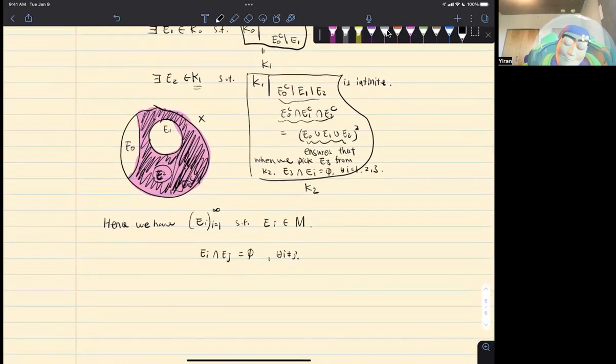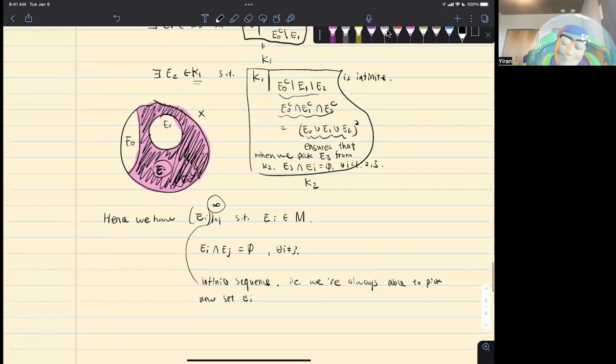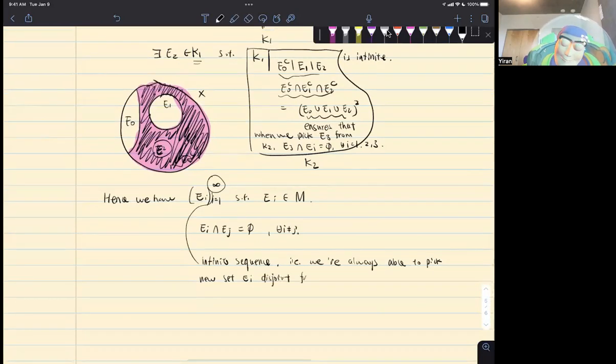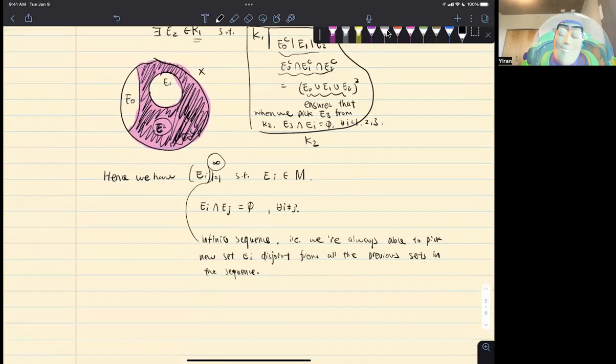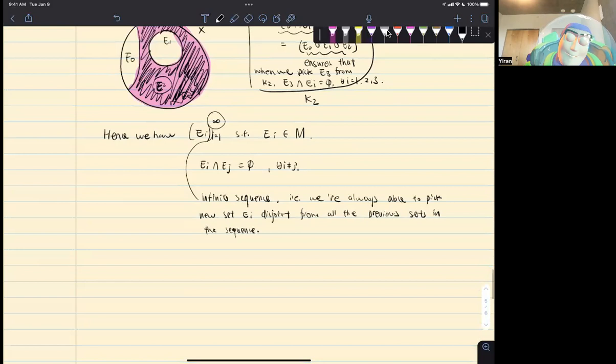And we also notice that for an infinite sequence, we are always able to pick a new set EI disjoint from all the previous sets in the sequence. Otherwise, we'll reach a contradiction, which is that the sigma algebra is a finite sigma algebra, which is a contradiction. Okay, so therefore, we show the existence and then we finish part A of this problem.